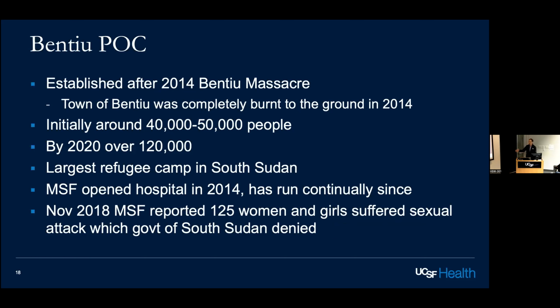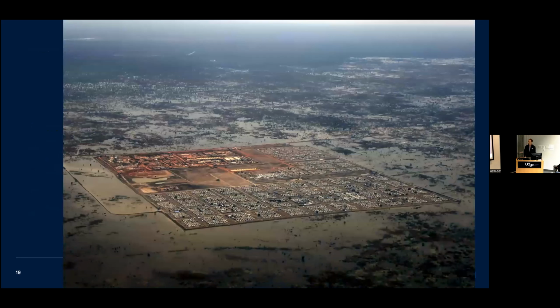Violence and stuff is still ongoing, right? There's still a lot of sexual and gender-based violence that goes on in here. And it's kind of a disaster. Here is what the camp looks like. It is sitting in the middle of this great swamp called the Sudd. It's worse now, this is just from this year, because of global warming and because they've had this massive flood.